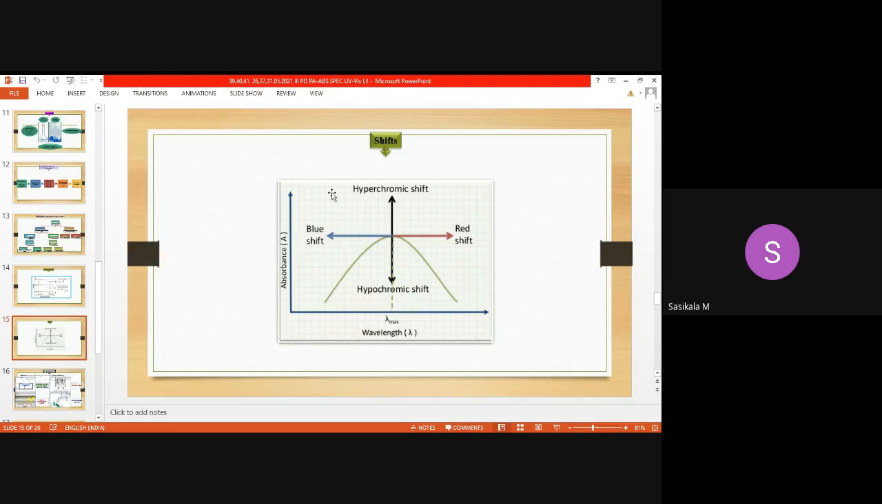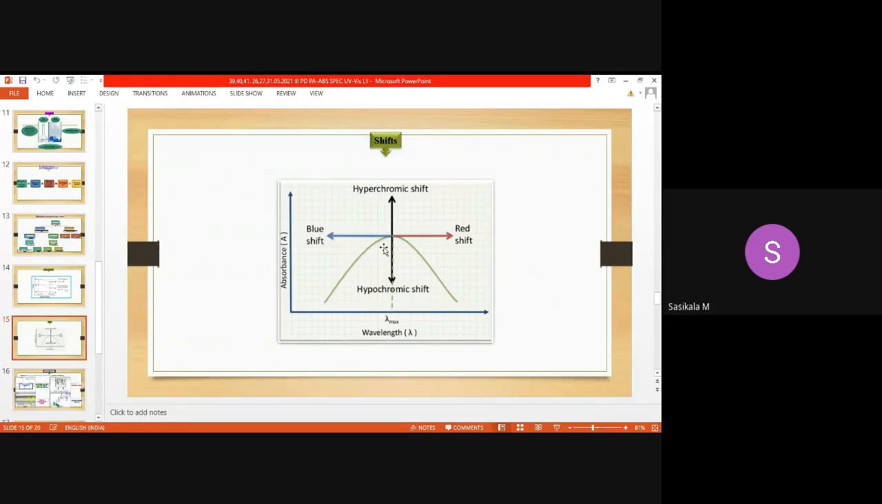Blue color radiations will be having higher energy than red radiation. Red will be having longer wavelength. Blue will be having lower wavelength. And this shift is otherwise known as hypsochromic shift. Okay, blue shift is otherwise known as hypsochromic shift.